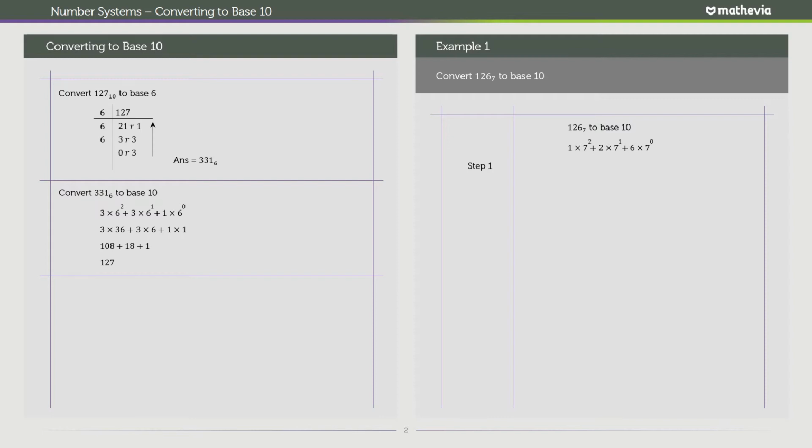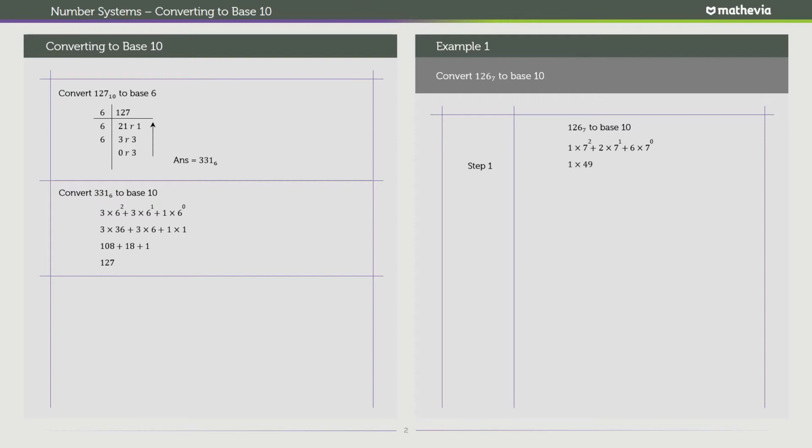Okay, so we have 2, 1, 0. We have 1 times 7 to the power of 2, 2 times 7 to the power of 1, and 6 times 7 to the power of 0. Okay, very good. You watch this process very closely and you know exactly what's going on here. It's the 7s we're raising to powers here.